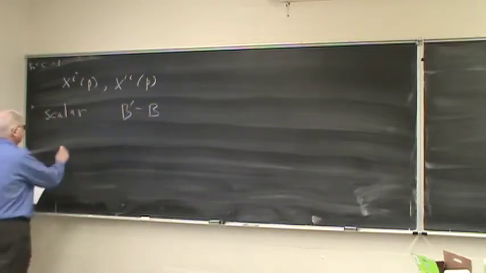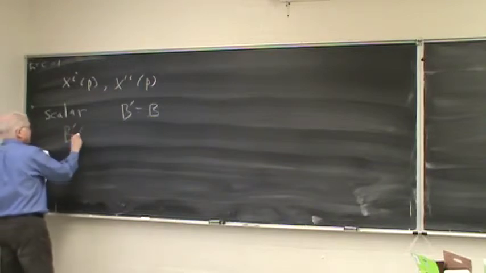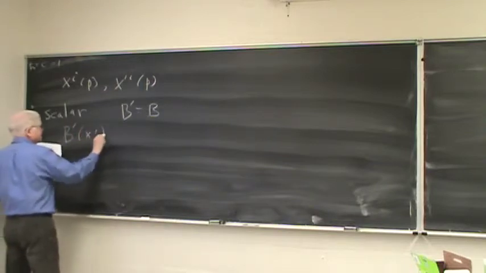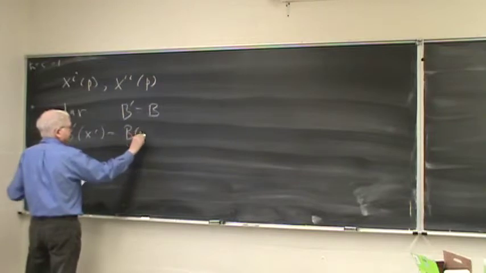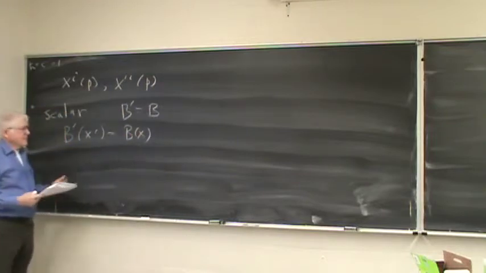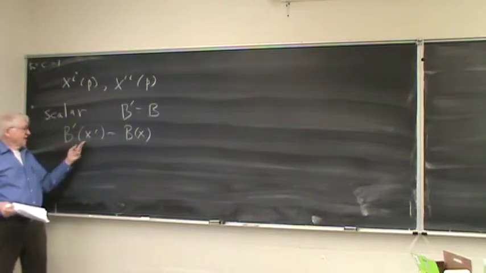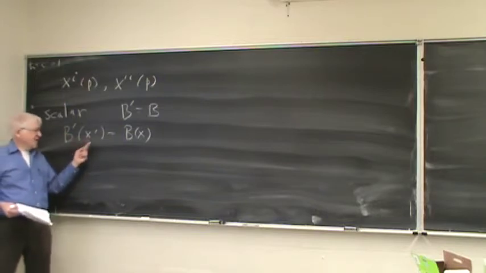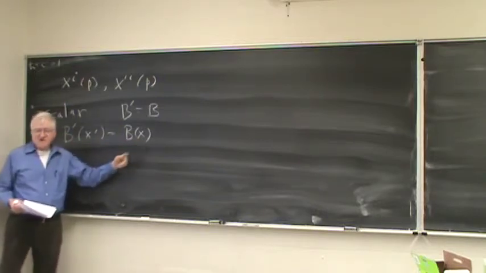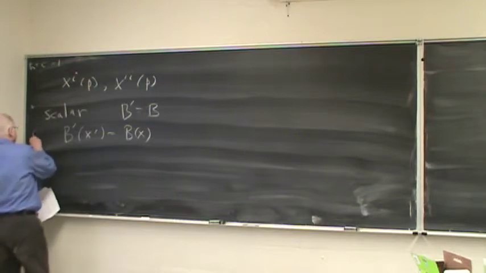And if the thing is a field, then a scalar field does this. That is to say, in arbitrary coordinates x prime, the scalar p prime at x prime is the same as p of x. Okay, that's called a scalar field.